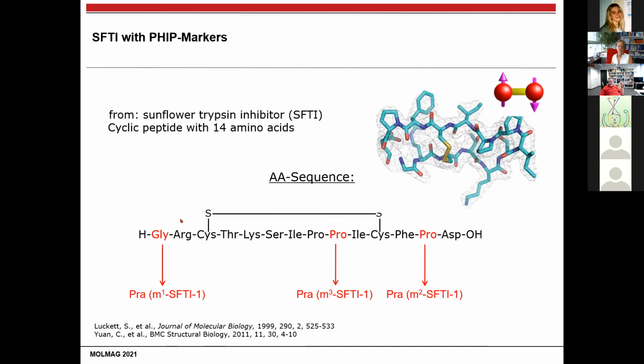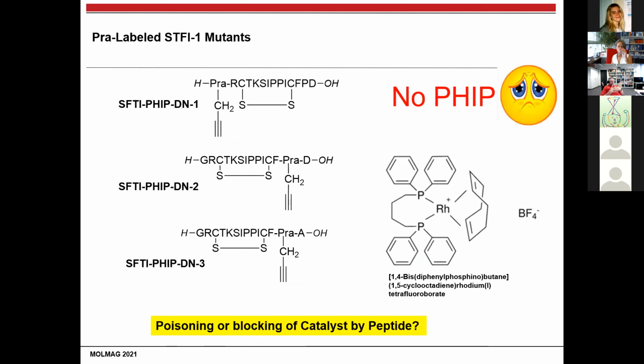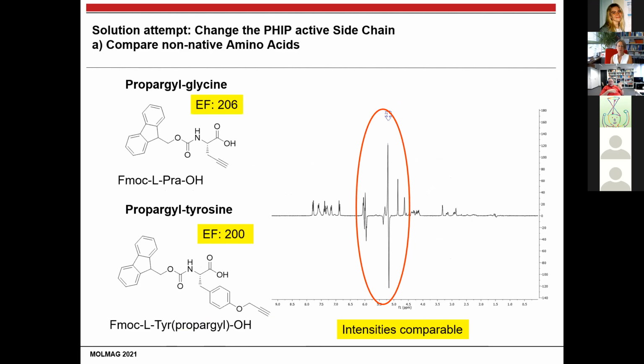Okay, and so we put our nice propargyl glycine label inside, and we started to measure, and we didn't get any PHIP. Disappointing. With the small peptides it worked, with the real one it didn't work. Okay, then we asked, what's going on there? In principle, there are 2 possible explanations which immediately come to your mind. Either there's a poisoning of the catalyst by the peptide, which would be really bad, or there's a blocking of the catalyst by the peptide, so it cannot come to the triple bond and hydrogenate it.